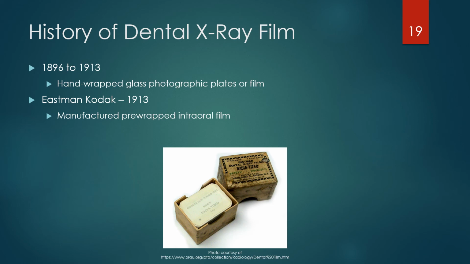All right, so the history of the film. From the time that X-rays are discovered in 1895, which they really start playing around with in 1896, until 1913, everyone was hand wrapping these glass photographic plates in order to use them for film. But then in 1913, Eastman Kodak, the company, manufactures a pre-wrapped intraoral film, and you can see that little picture there. It is a slower speed film, but that's okay because it definitely revolutionizes how we go about taking X-rays.